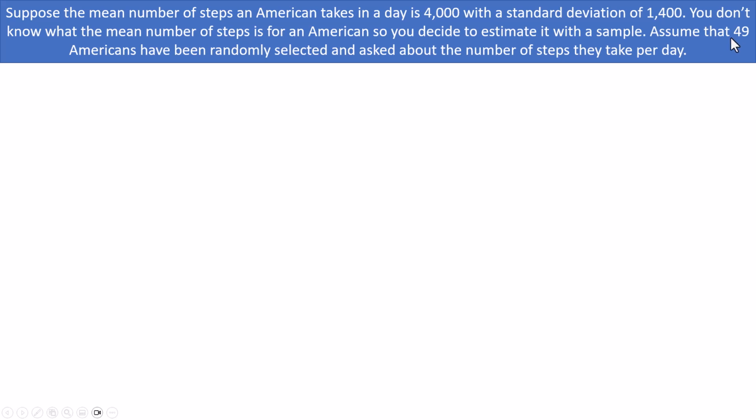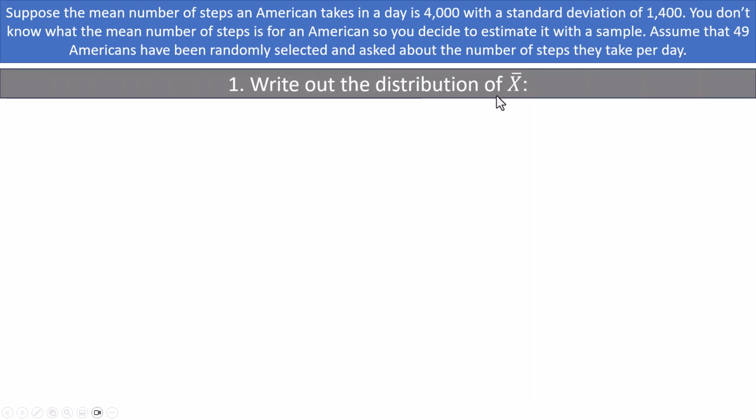You take a sample of 49 Americans, randomly selected, and you're asked about the number of steps that those people take in a day. I'm going to ask you a number of different parts here, which are going to be very similar, calculating some probabilities related to this distribution.